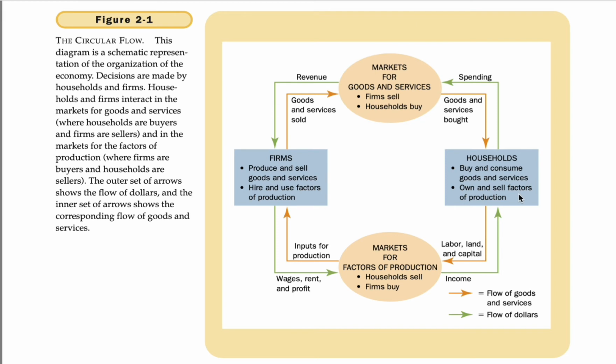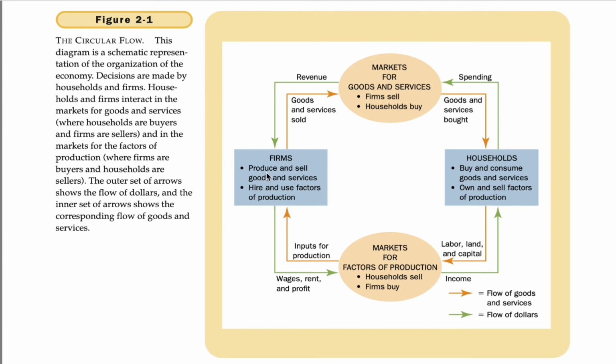To whom do they sell factors of production? They sell factors of production to firms. What are those factors of production? Those factors of production are land, labor, capital, and entrepreneur. Households have land, they have labor, they have capital, and they have entrepreneurship to be sold to the firms.